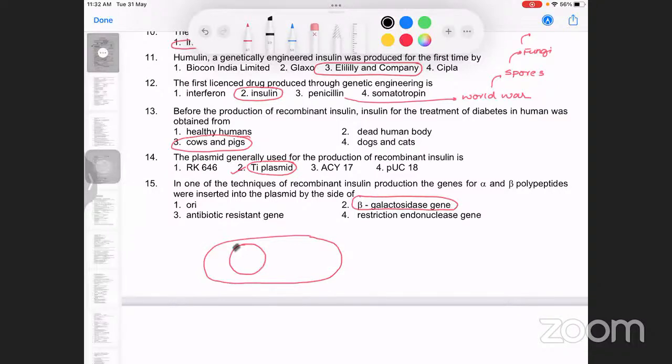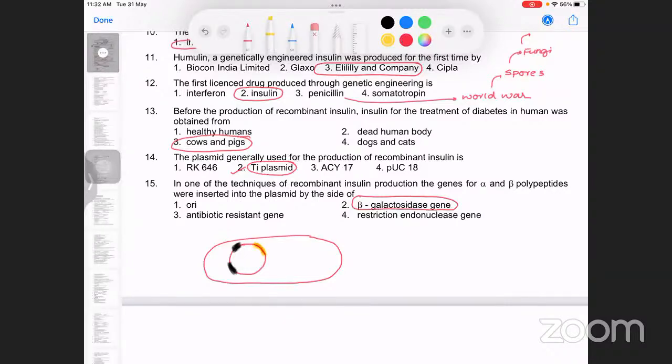Okay, and this is the ampicillin resistant gene. This is the ampicillin resistant gene. This is the promoter, and we have a beta galactosidase gene in it. So this is the beta galactosidase gene.